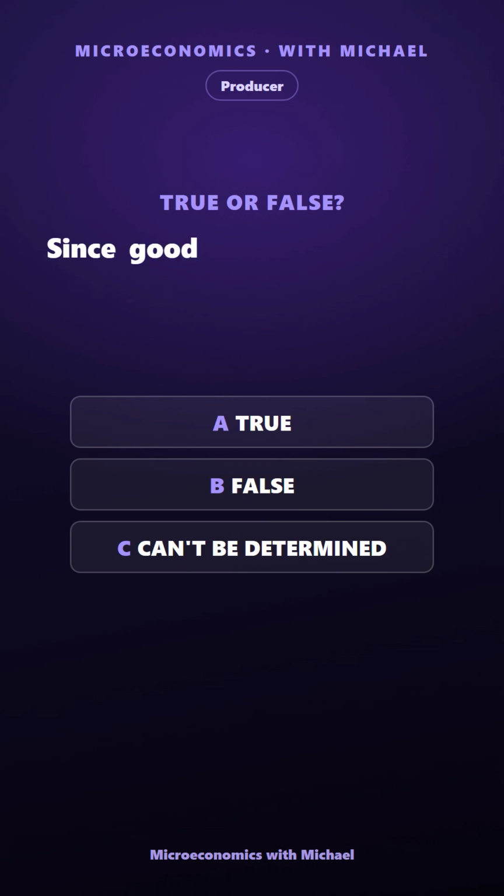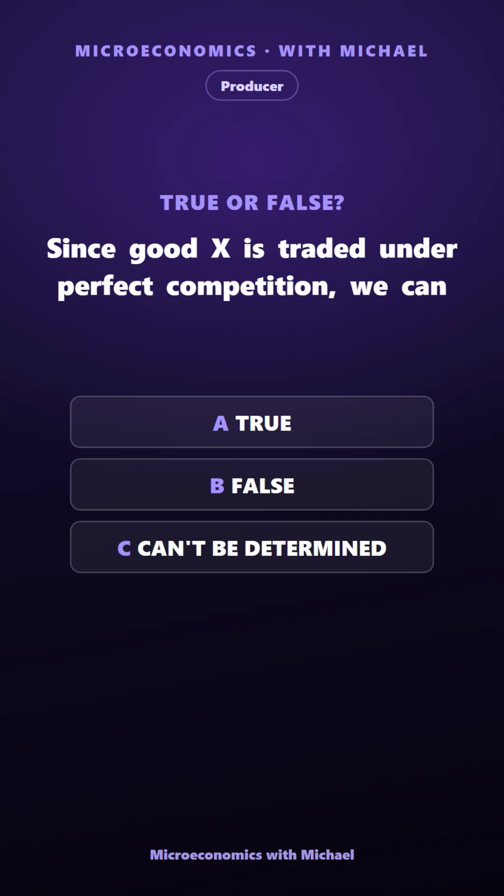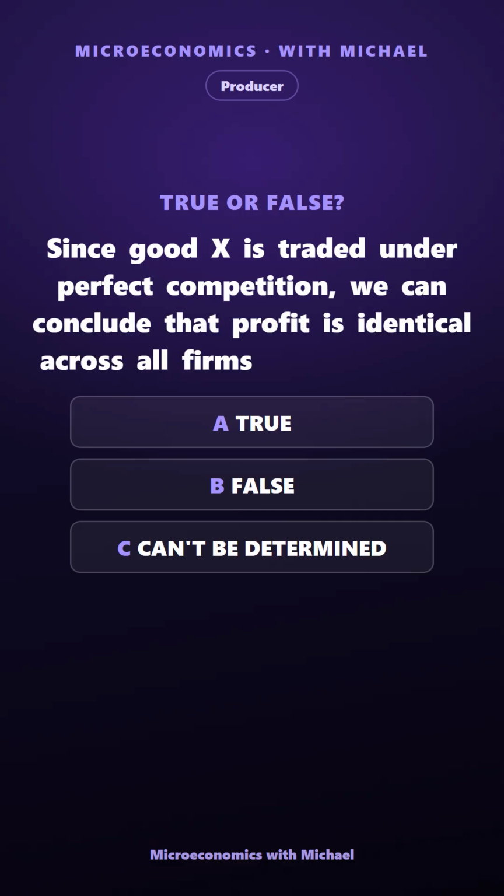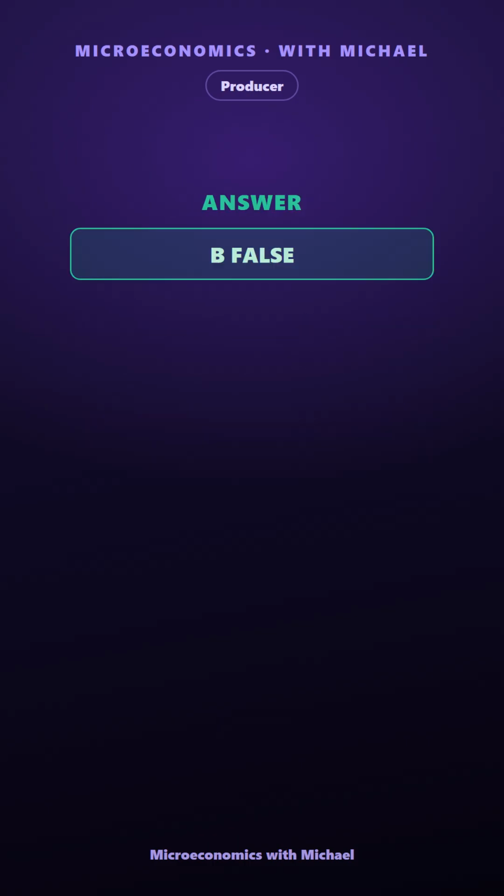Since good X is traded under perfect competition, we can conclude that profit is identical across all firms in the market. True, false, or can't be determined. The answer is false. Incorrect.